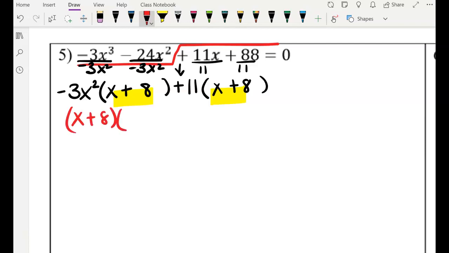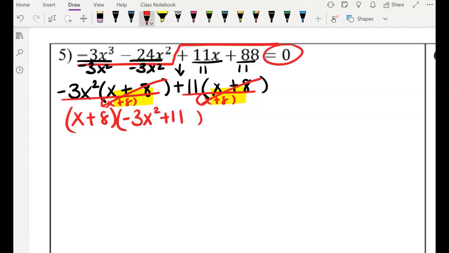If we factor that out, that means we divide this whole chunk by x plus 8. Divide this whole chunk by x plus 8. That's what factoring means. Those will cancel. So now you guys have -3x squared plus 11. Remember, it still equals 0. So let's make it equal to 0.